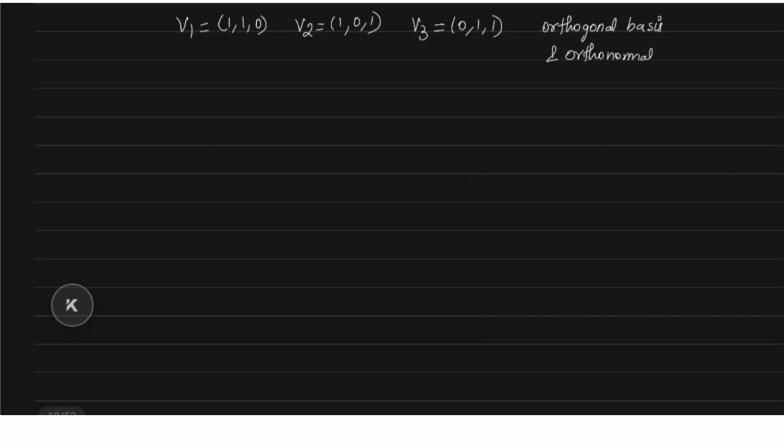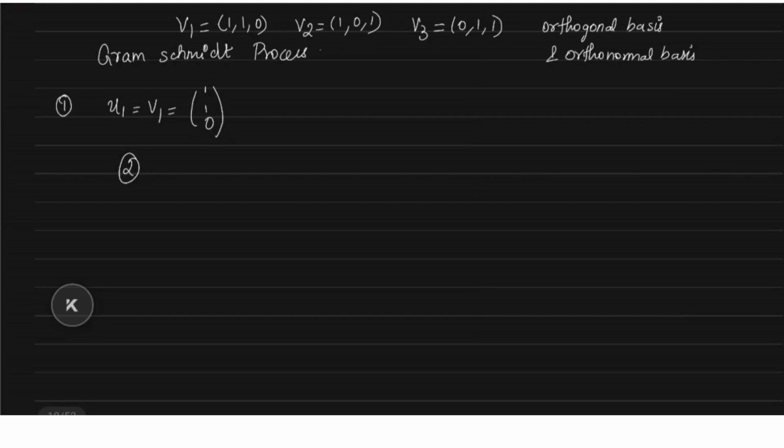Now we are going to solve a problem based on this Gram-Schmidt method. We have vectors v1 equal to (1, 1, 0), v2 equal to (1, 0, 1), and v3 equal to (0, 1, 1). We are going to find the orthogonal basis and orthonormal basis for these vectors, using the same steps we have already defined. The first step: u1 is nothing but v1, which is (1, 1, 0). So the first step is over.